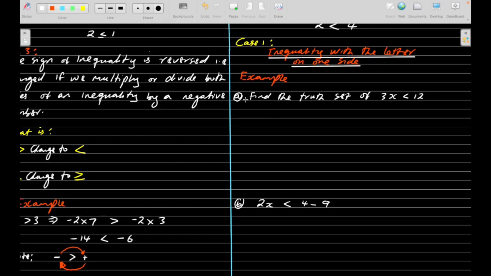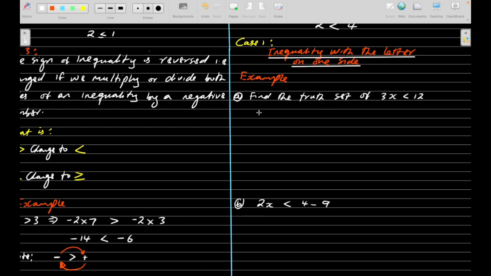So let's start with case 1 of the calculation on inequality. That is inequality with the letter on one side. So the first question says find the true set of 3x less than 12.